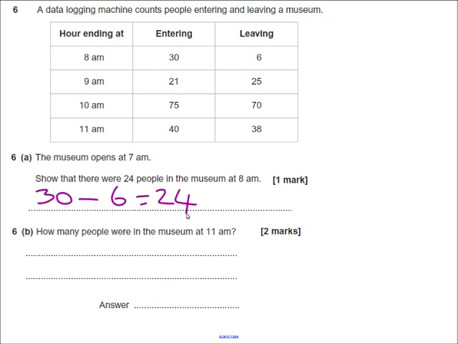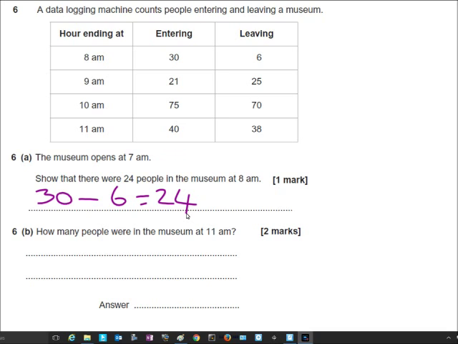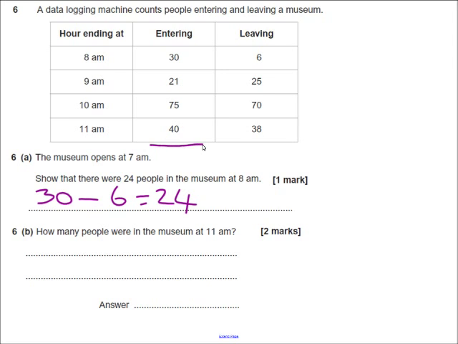Part B, slightly more complicated for 2 marks. How many people were in the museum at 11 AM? So here you need to add everybody that's entering and then take away everybody that left to find out who is there at 11 AM. So, just like I'm doing now, enter the information into your calculator. So everybody entering means I need to add up all of the numbers for those that were entering. So 30 plus 21 plus 75 plus 40 into my calculator gives me a total of 166 people who entered the museum.